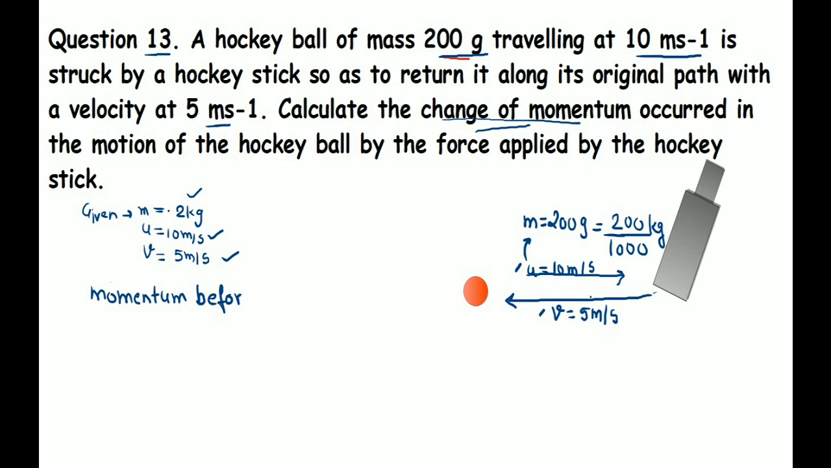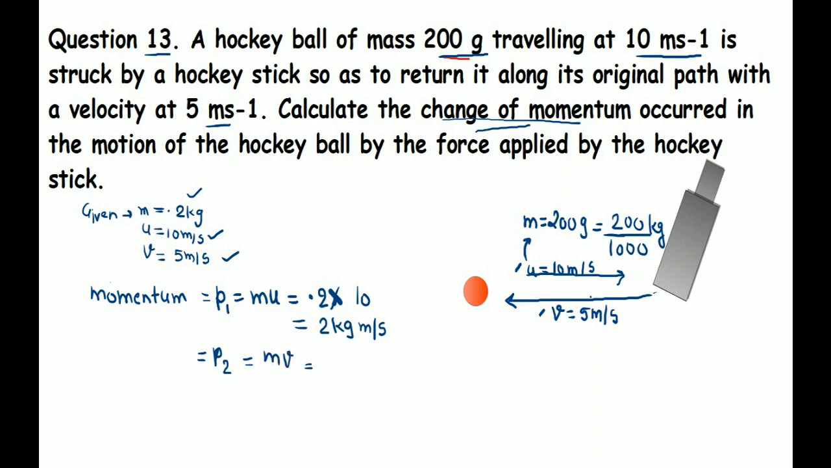So we can write, suppose momentum before the ball strikes the bat, P1 is equal to mass into its initial velocity, that is u. Placing the value, 0.2 kg into initial velocity 10 meter per second. 2 into 10 will give us 20, and after correcting the decimal, it will become 2 kg meter per second, as the unit of momentum is kg meter per second.